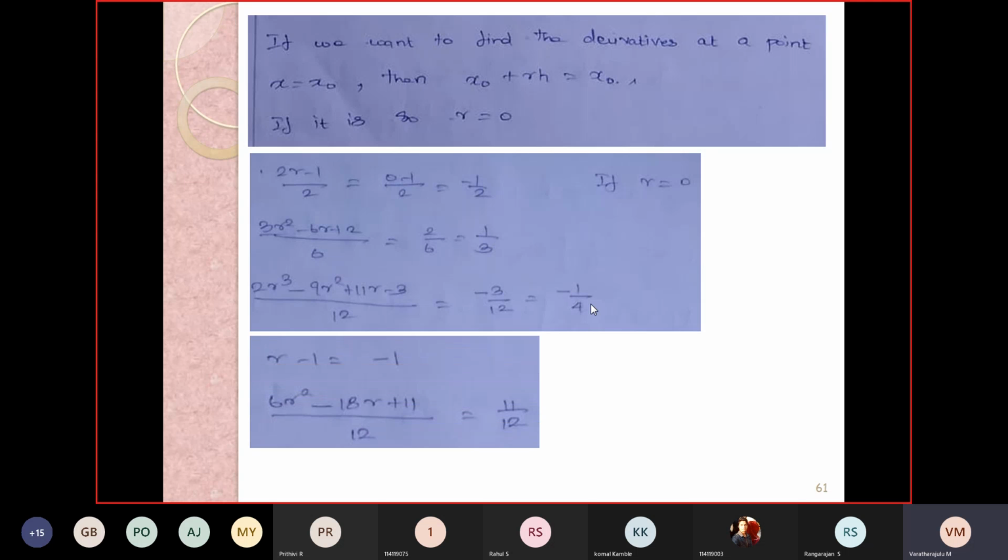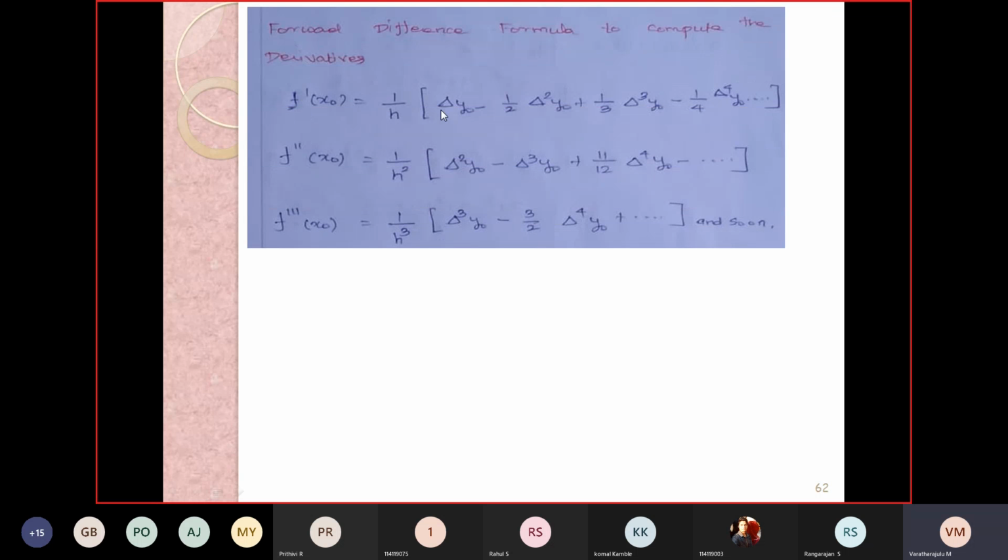And for the second derivative, the first term becomes minus 1, the second term becomes 11 by 12. And for the third derivative, the second term becomes minus 3 by 2. Therefore, I am applying this data, we will get f dash of x naught. I am shifting the h to the RHS, and therefore f dash of x naught becomes 1 by h of delta y naught minus 1 by 2 into the second difference of y naught plus 1 by 3 into the third difference of y naught minus 1 by 4 into the fourth difference of y naught. These coefficients we are obtaining when r is equal to 0: minus 1 by 2, 1 by 3, and minus 1 by 4.